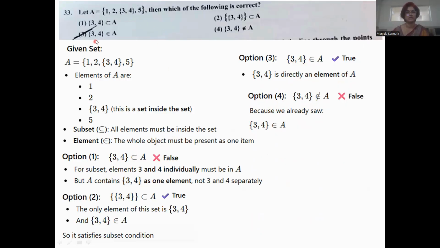So the correct option for this one is the second one. That is, second and third. Second as well as third. Both are the correct options.